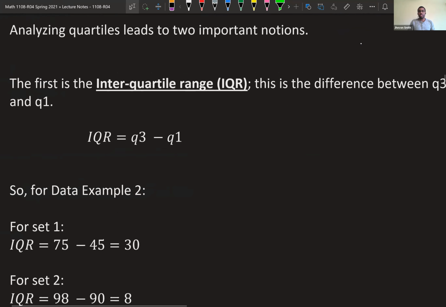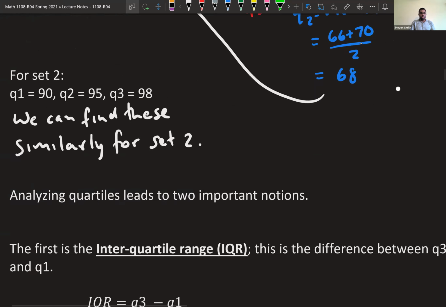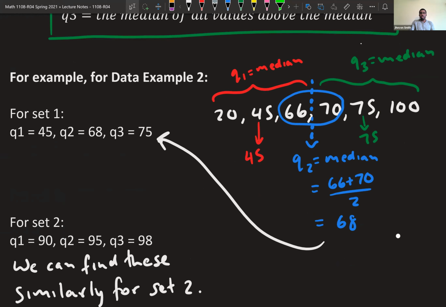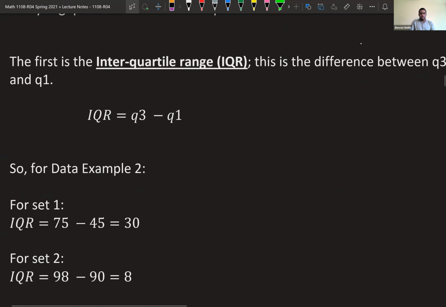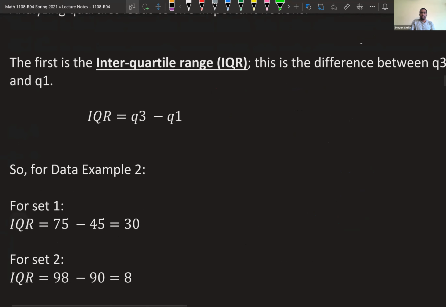Now, analyzing quartiles, you can get 2 important notions out of this. One is the interquartile range. This is just the difference between Q3 and Q1. So you take Q3, subtract Q1, and that's the difference. Here, if you look at these 2 data sets, Q3 minus Q1 for set 1 would leave you with 30. Q3 minus Q1 for set 2 would leave you with 8, right? So here you'd realize that the interquartile ranges are different. Even though the range of the entire data set is the same for both, the interquartile range is different for both. So we already start seeing the difference between data sets here.